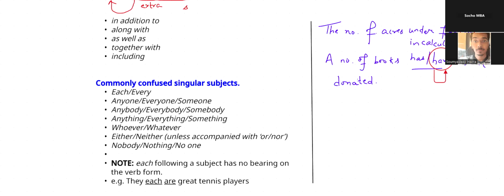मेरे को ना ये हैज और हैव में थोड़ा कभी कभी कंफ्यूजन आता है. Okay. A number of books we have talked about. A number is always plural. हाँ, अ नंबर इज ऑलवेज प्लूरल. And the number is singular. Done?